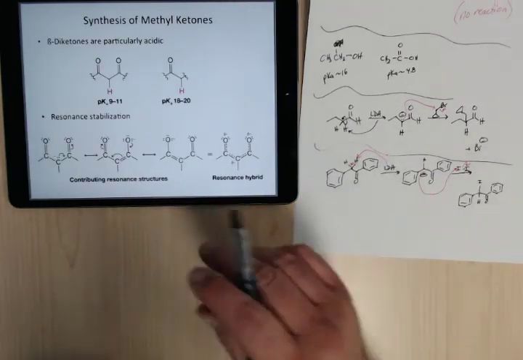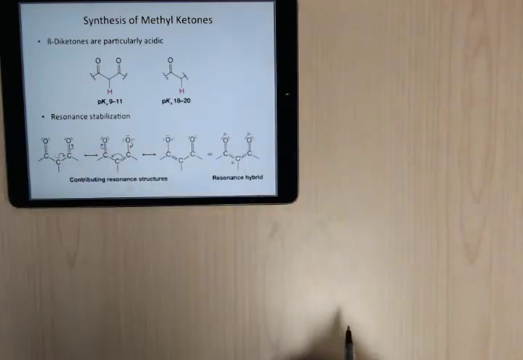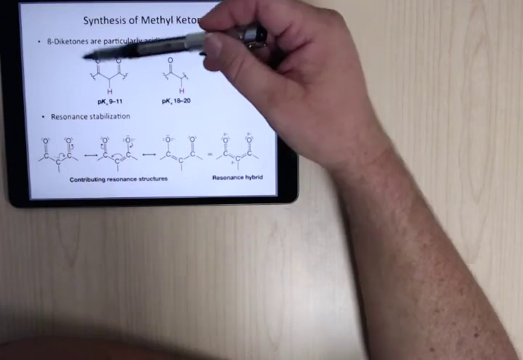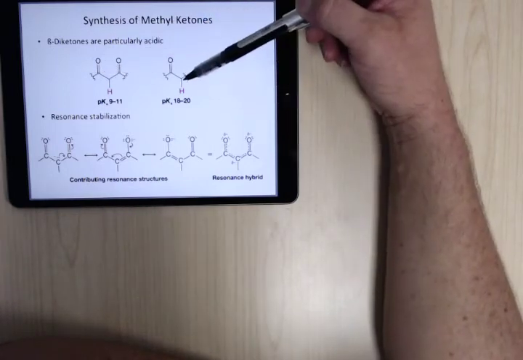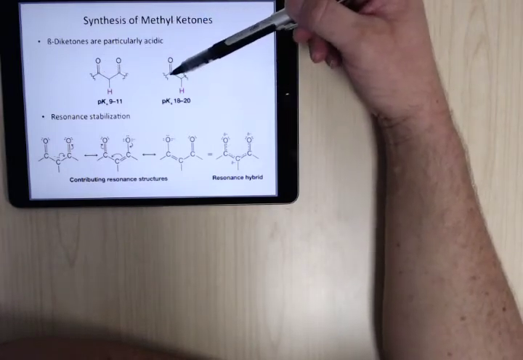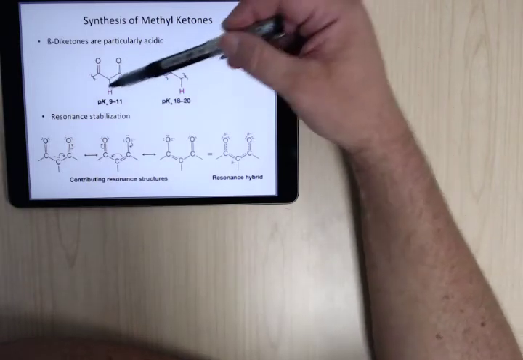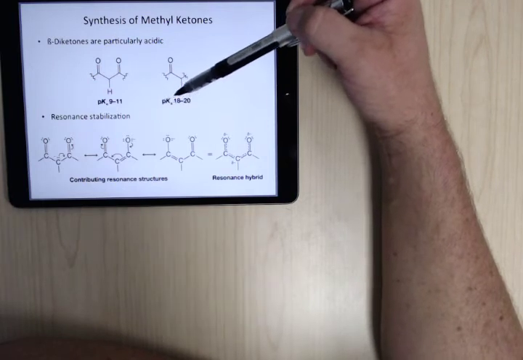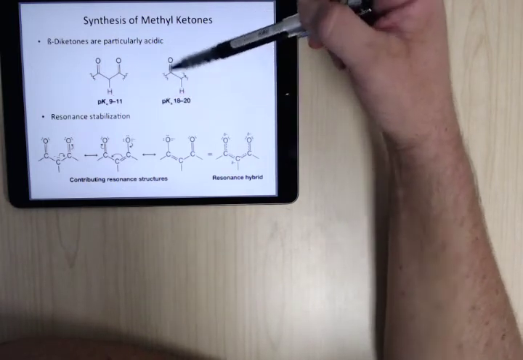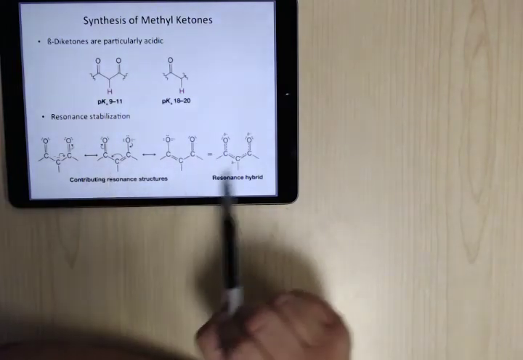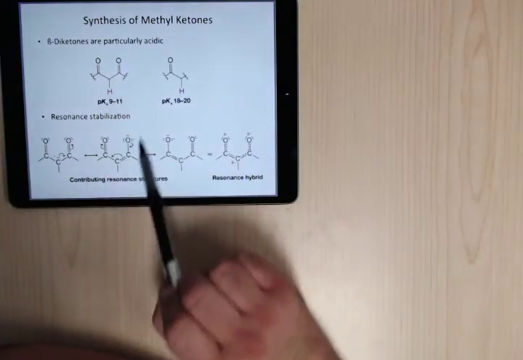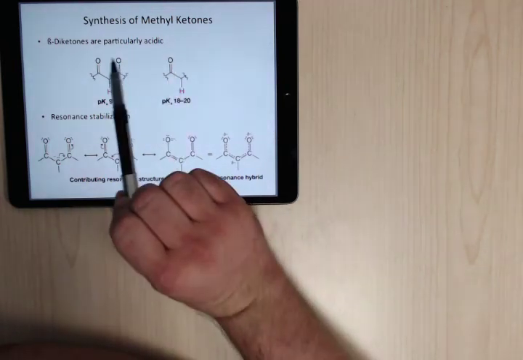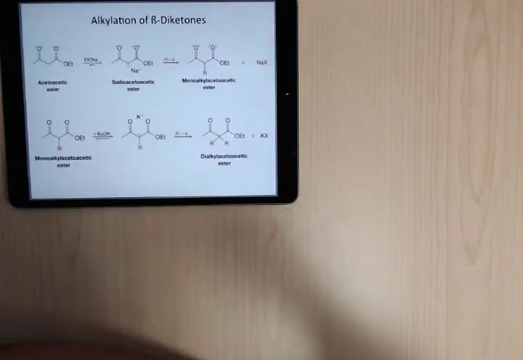Now, when you get to the point where you actually have two C double bond O's next to it, it becomes even more acidic. So these are the beta-diketones. Having one C double bond O is good. Having two is even better. It's not that this is double, it's actually more like a billionfold more acidic than this. Again, because you can do multiple resonance structures: you can put the lone pair here, or you can put the lone pair over here. So it makes it even better.